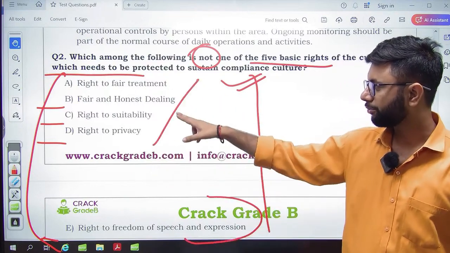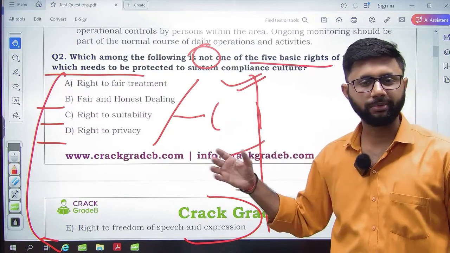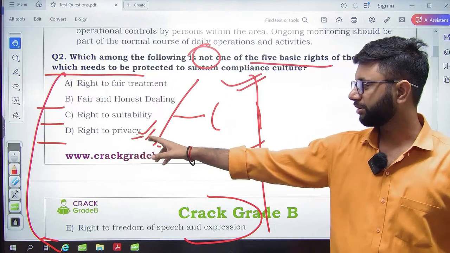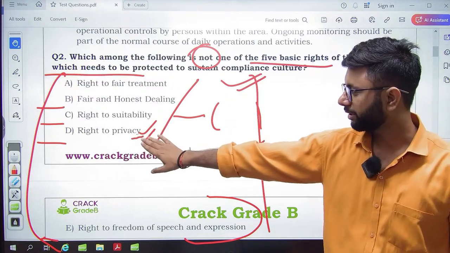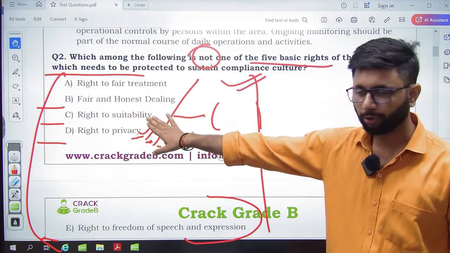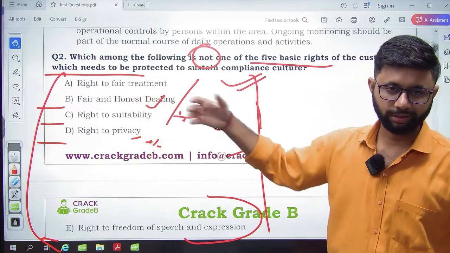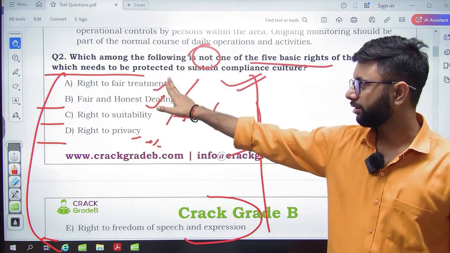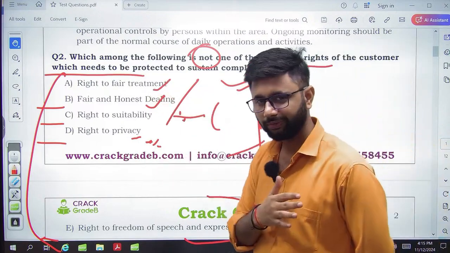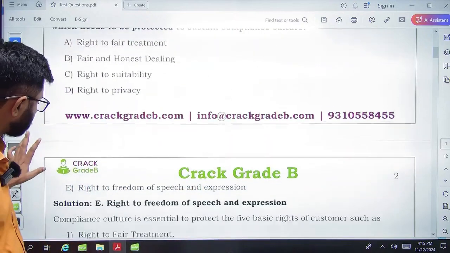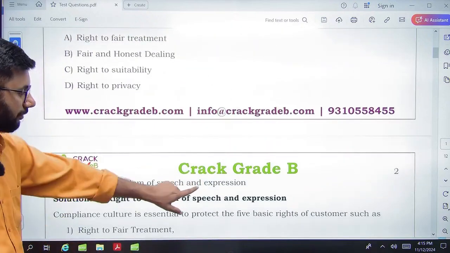These are all things you have to make sure in the normal day-to-day operations of banking. The right to privacy of getting data from the customer, right to suitability, that the product should be suitable for the customer, fair and honest dealing, obviously because you're involved in contracts, right to fair treatment, you do not discriminate amongst different sets of customers. So E is the correct answer because it is not amongst the 5 basic rights.